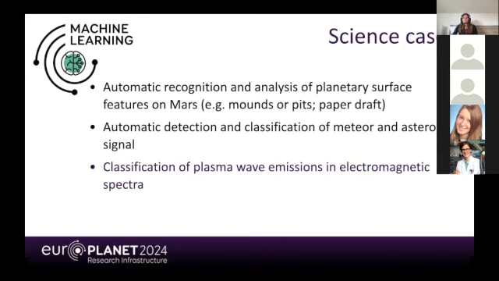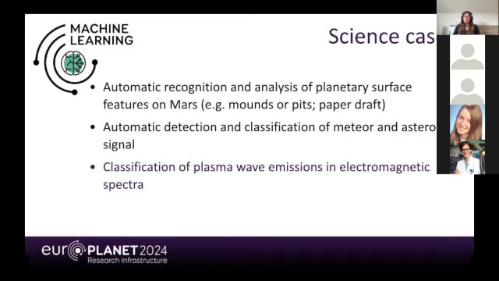And also we have a machine learning pipeline for the automatic recognition of planetary surface features on Mars, as there are, for example, mounds or pits. And for the mounds case, we also are right now writing a paper. We also want to develop a pipeline for the detection and classification of meteors or asteroids. And we are right now working on the science case to classify plasma wave emissions in electromagnetic spectra.